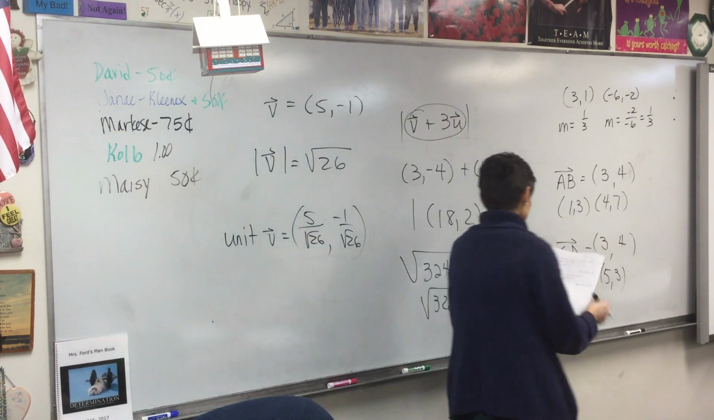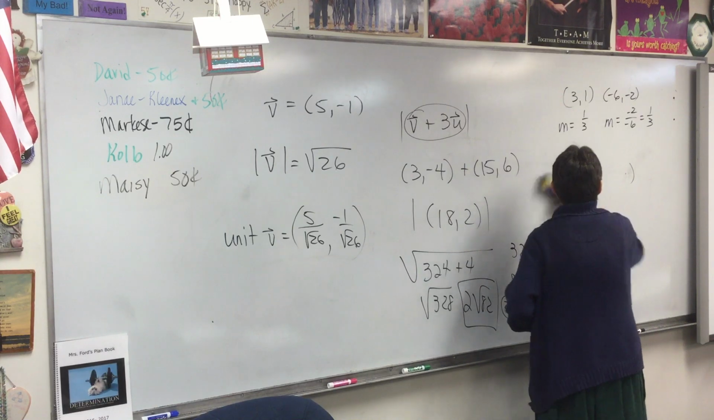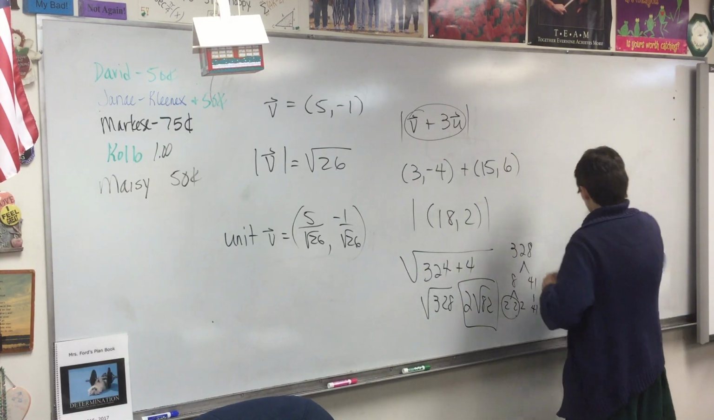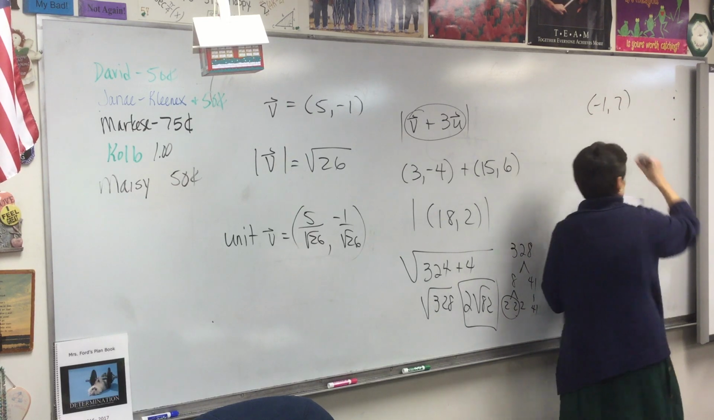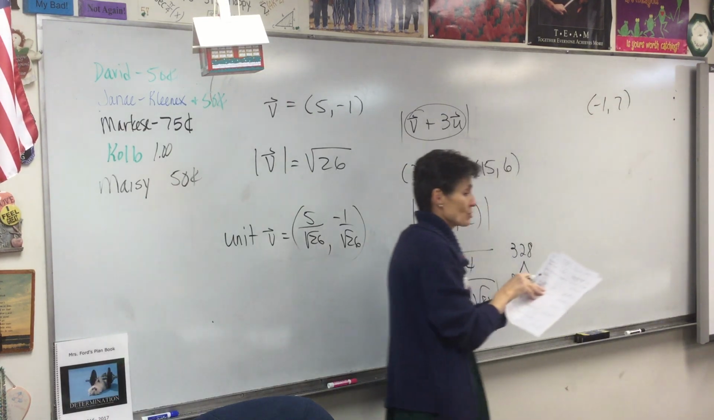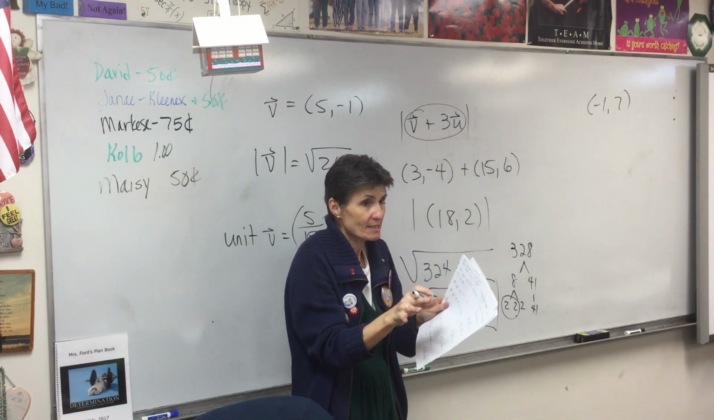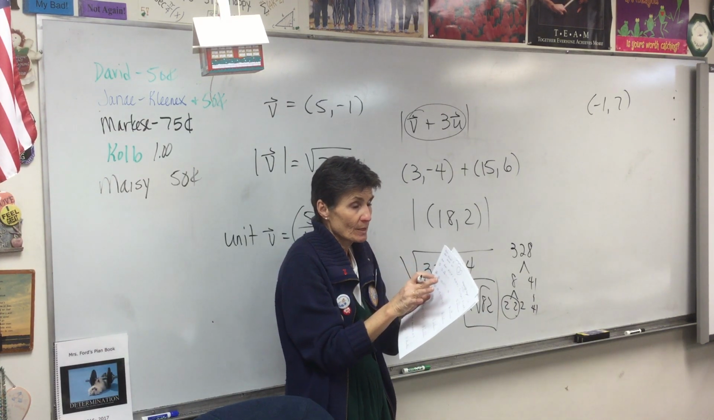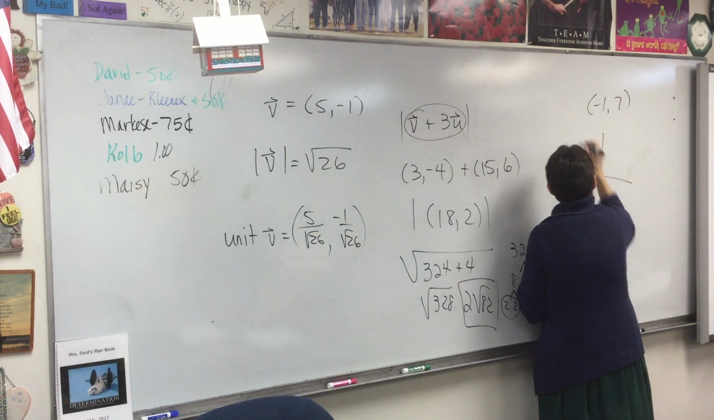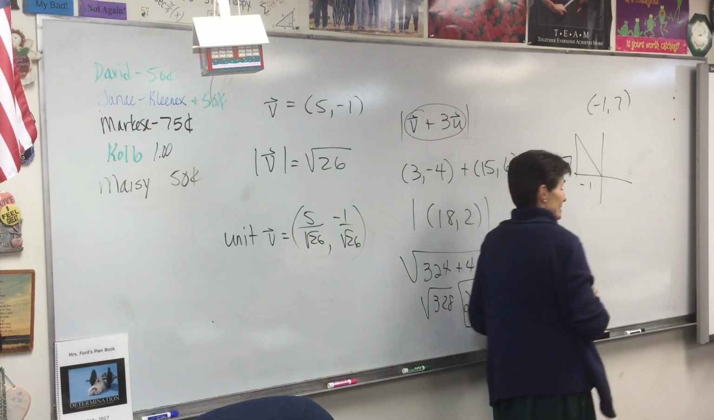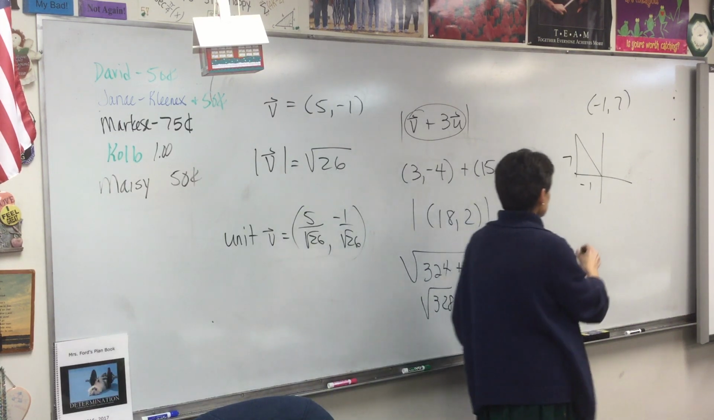Number 7 says find the direction angle. Find the direction angle for the vector negative 1, 7. Now I'm doing quiz 3. Your problem is just like this, but it's a different vector. So negative 1, 7, I'm finding the direction angle. Negative 1, 7 looks like that. I need to find this angle.